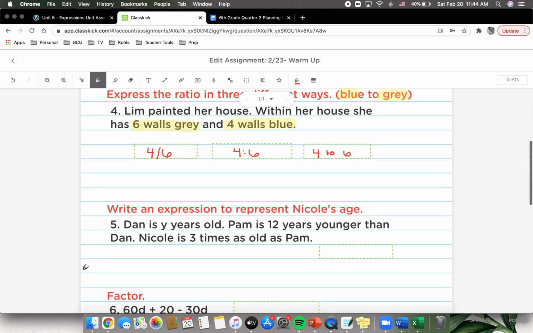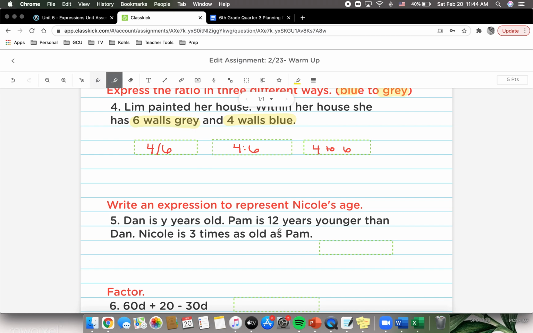Moving on to number 5, it says express the ratio to represent Nicole's age. Dan is Y years old. Pam is 12 years younger than Dan, and Nicole is 3 times as old as Pam. So we need to highlight all of our key details. This is a lot of information. We have to use all of it.